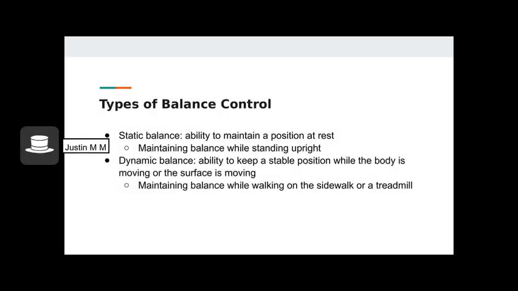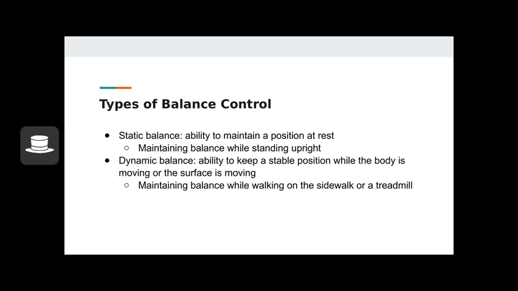While sensation and muscular control help maintain balance, it needs to be able to do that in a variety of settings, in a variety of ways. And this brings us to the different types of balance control. There's static balance, which is the ability to maintain a position at rest. For example, you could be doing this right now, either sitting or standing where you are watching this video.